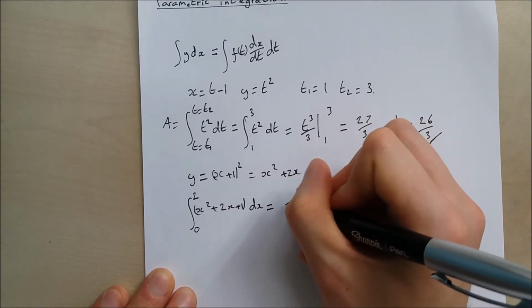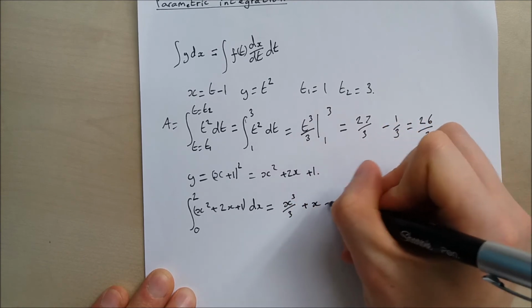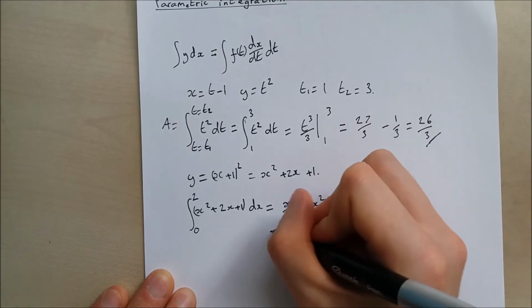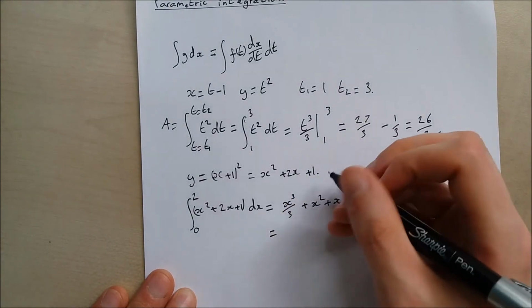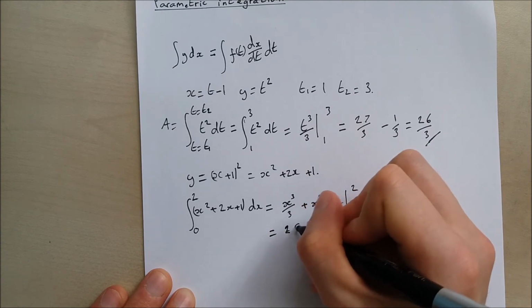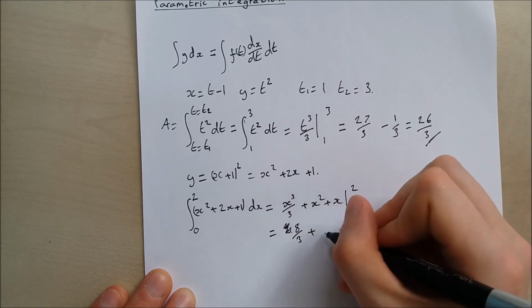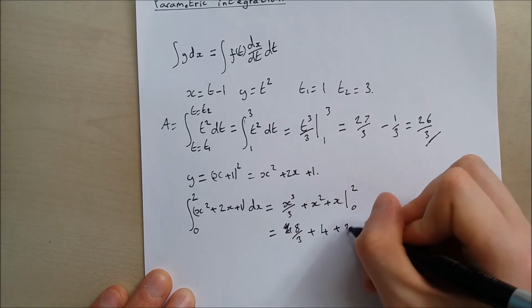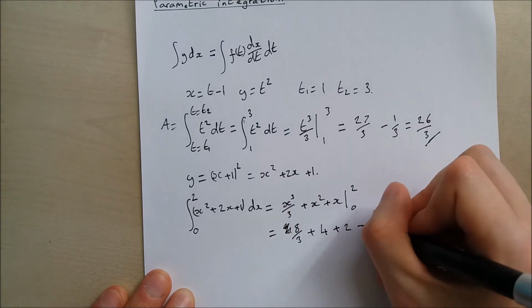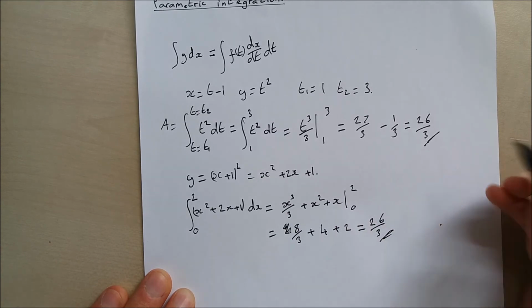Evaluating this, you get x cubed over 3 plus x squared plus x. Subbing numbers in, you have 2 cubed is 8 divided by 3 plus 2 squared is 4 plus 2, and all of these terms are going to go to 0 when you put 0 in, and add these together and you get 26 over 3, which is the same result as we had earlier.